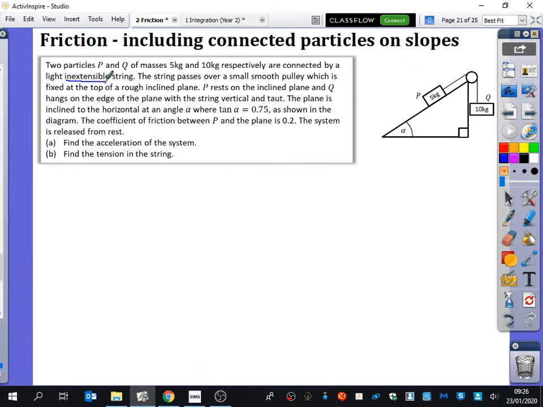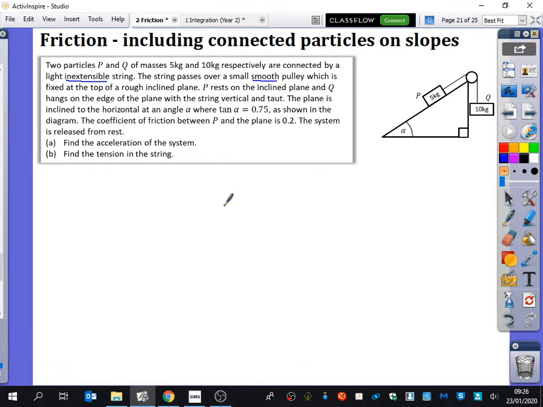The tension is the same, but the thing I think perhaps we use more often is that the two particles will be accelerating at the same rate, or they will be moving at the same rate, because the string isn't stretching, so they have to be moving at the same time. It then says the string passes over a small, smooth pulley.